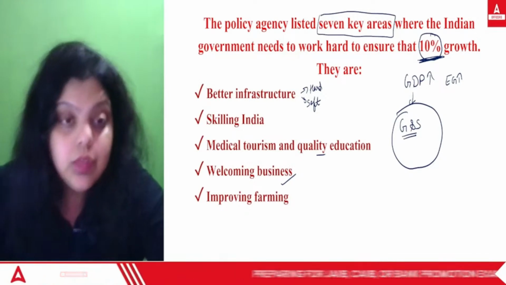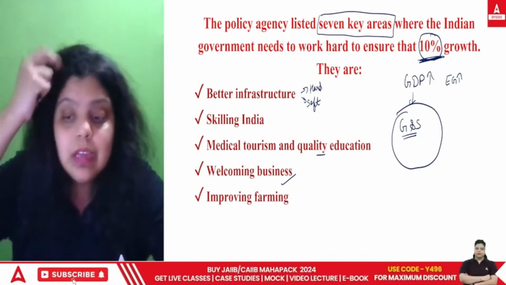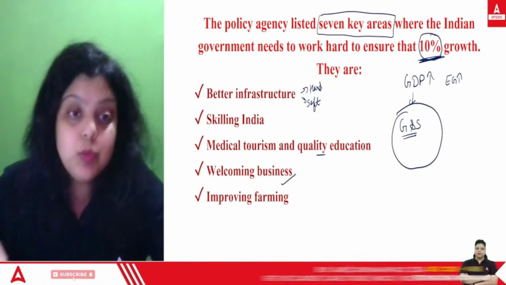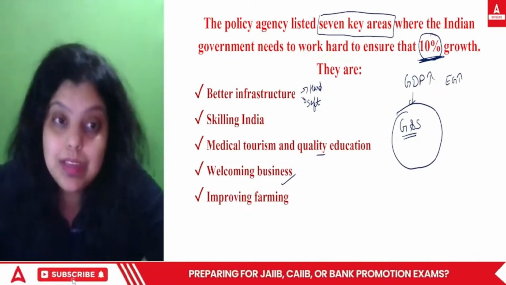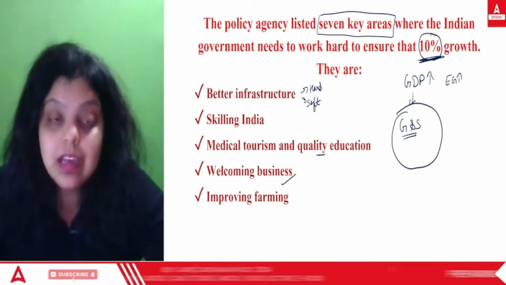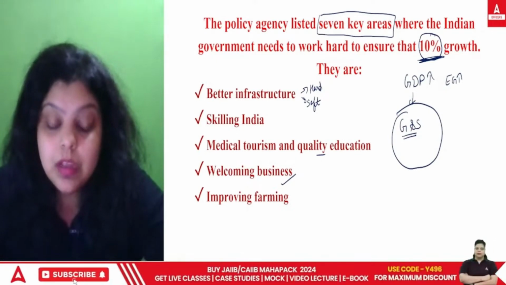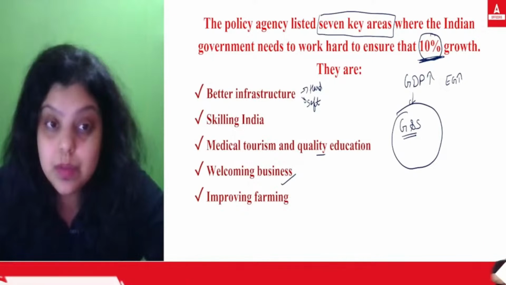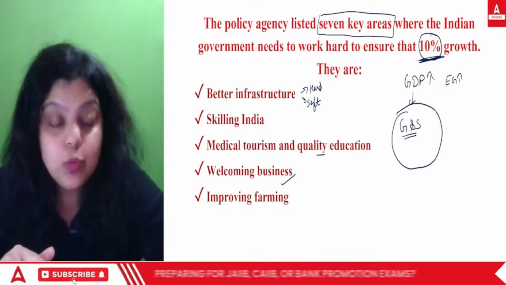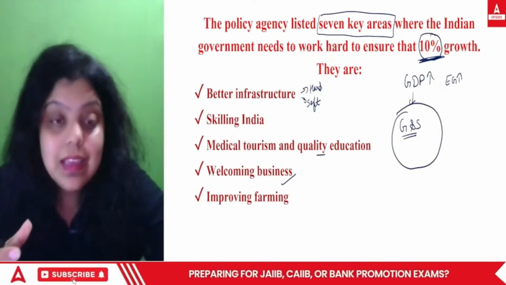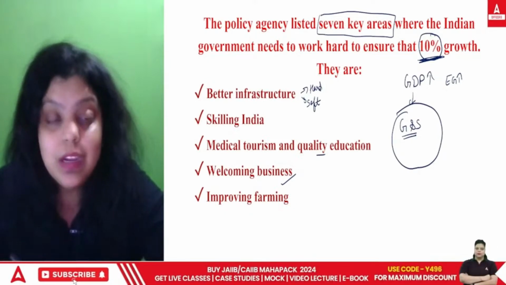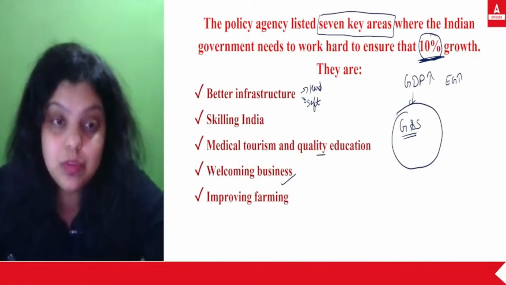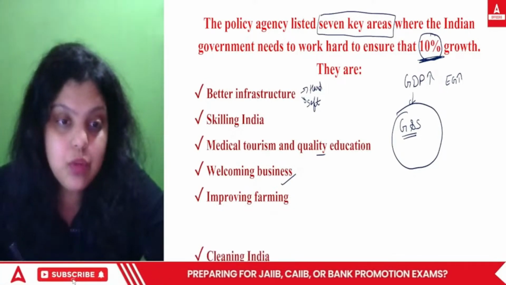Then we have improving farming. You have to improve the farming because, if I talk about 2023, agriculture is still the one sector which is providing us around 49% of employment. So 48.9% of employment comes from the agriculture sector. So it's very important you make agriculture very strong in your country, because if agriculture is strong, it will provide more opportunities to the people. Okay, so we have to improve the farming.